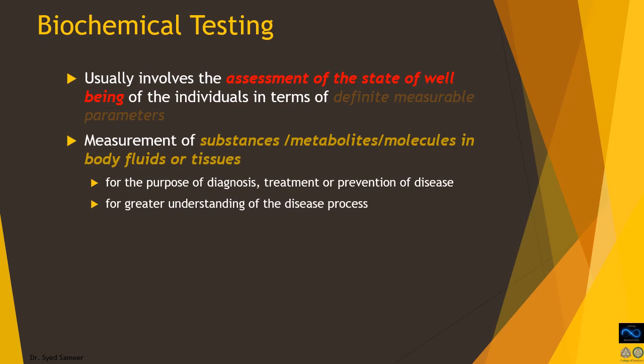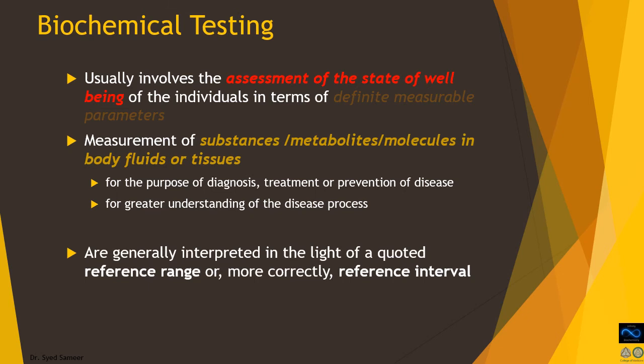So measurement of biomarkers, metabolites, molecules, which are all biomarkers, can be done either from body fluids or directly from the tissues. And they are collected, as we already know, for the purpose of diagnosis and treatment and prevention of disease, and also for greater understanding of the processes of the diseases. So all these substances, metabolites and molecules are actually what? Biomarkers. So biochemical testing is the measurement of these biomarkers for the diagnosis, treatment, and understanding of the disease process.